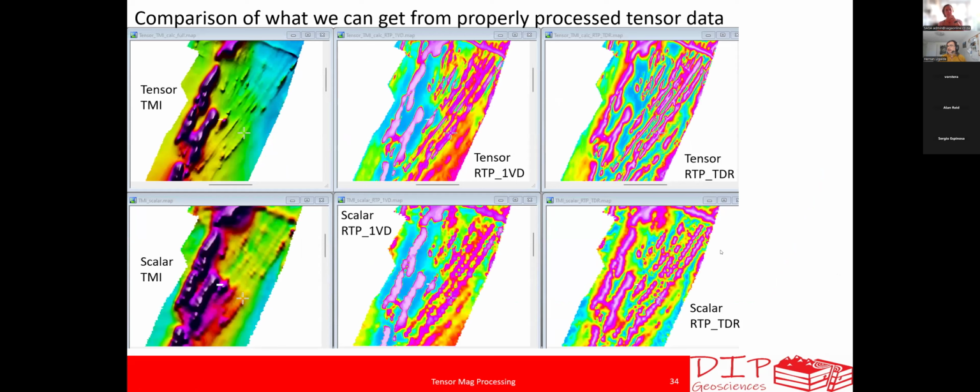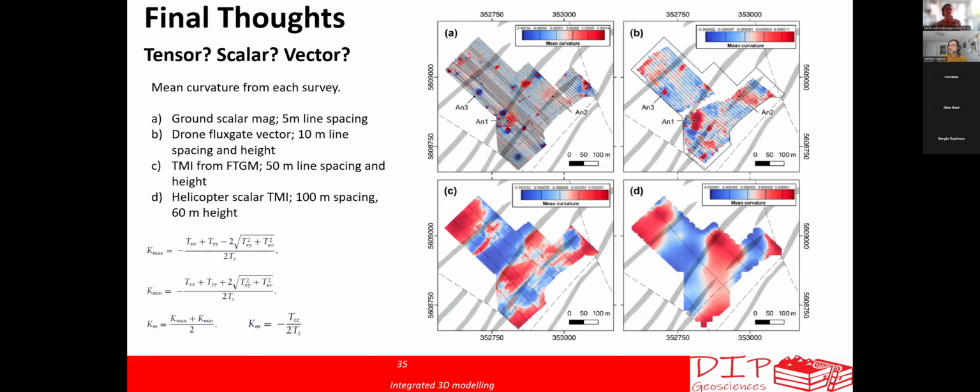So this is the same data set, but I'm showing a close-up. This is the tensor-derived TMI, this was the scalar, this is a 1VD in the center, and then the tilt derivative on the right side. So even if you just look at the total field, there are many other advantages, like for modeling and inverting the data. Of course, having more components is going to give you a much better definition of things, and you're able to separate different cases, like on that model that Henry showed before.